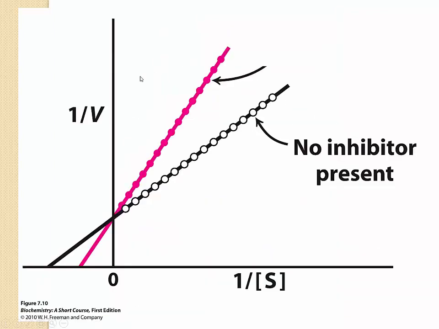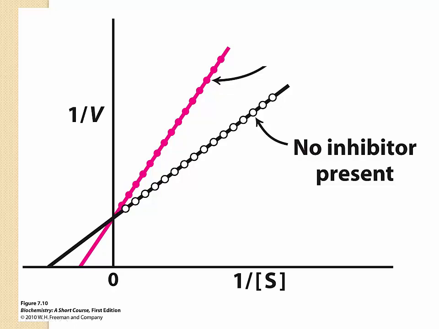So, real quick, let's look at our Lineweaver-Burk graphs and see if we can make sense of what is going on. So let's look at this graph. What do we have here? Well, we have an increase of slope, and we have a change in the x-intercept, but no change at the y-intercept. This means Vmax did not change.